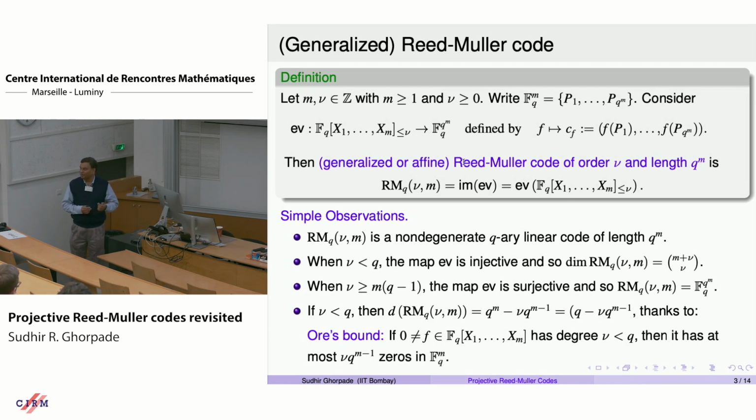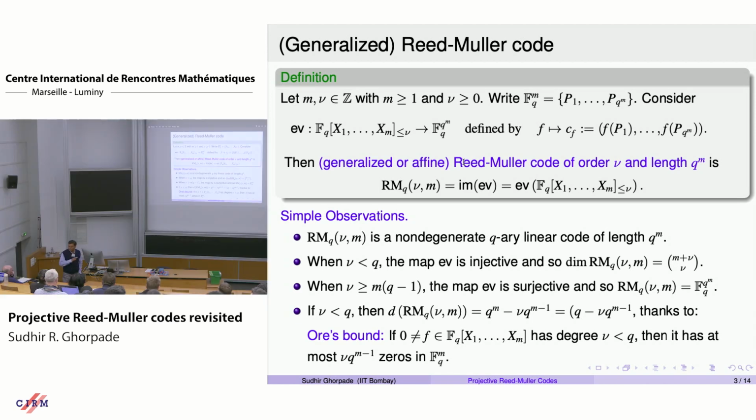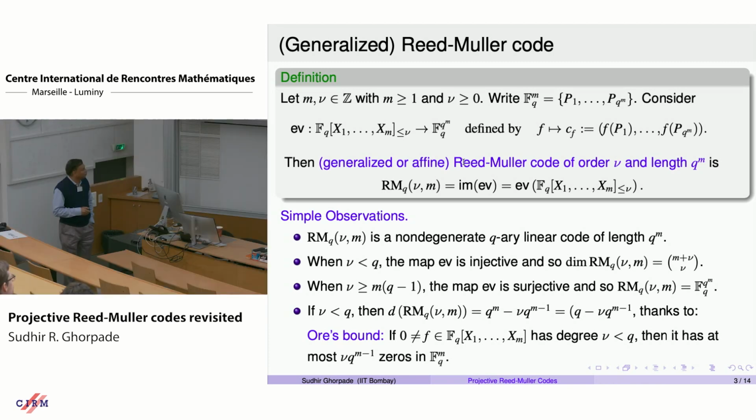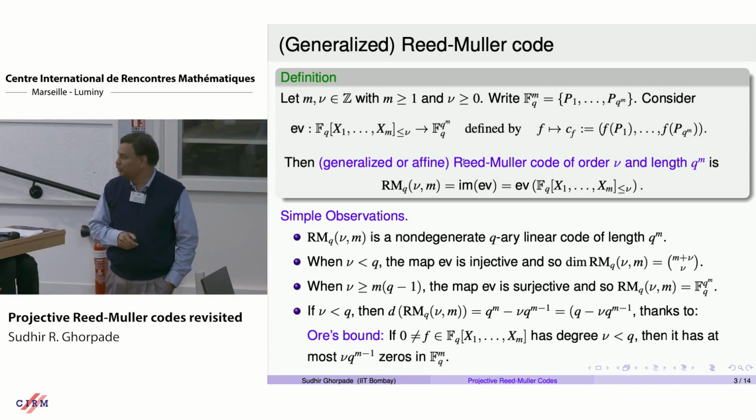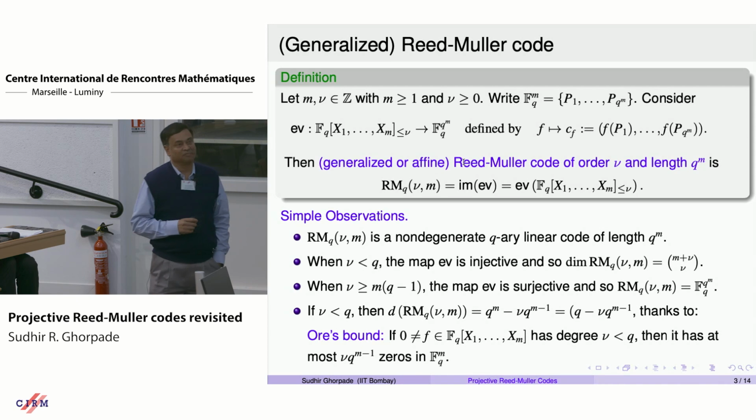For example, if m were equal to 1, a polynomial of degree ν has at most ν roots, a non-zero polynomial, right? And so this, you can extend it, and this is a well-known bound, was probably first observed by Ore. Things like this are also called the Schwartz-Zippel lemma, etc. But I think Ore's is much older, so I call it Ore's bound. And it says that if you have a polynomial of degree ν, then it has at most ν times q to the power m minus 1 zeros. If m equals 1, this is the usual familiar thing about polynomials in one variable.